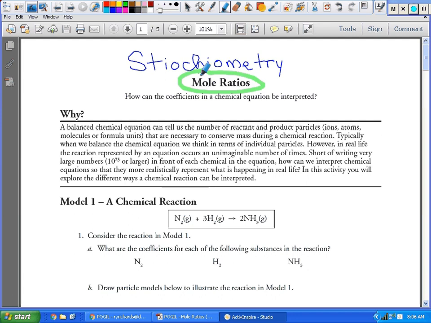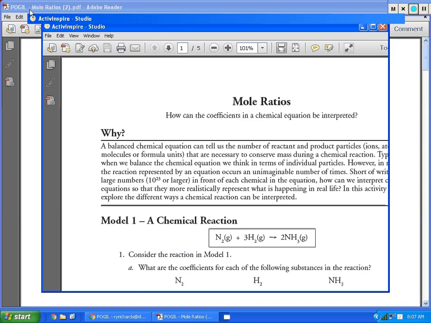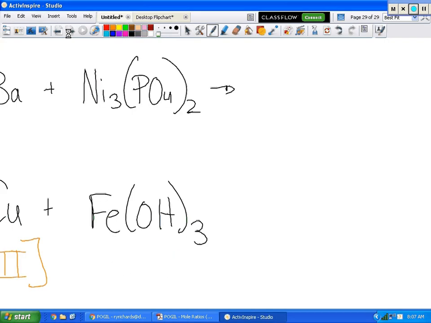I'm going to give you something very important. Mole ratios. I'm going to come off this page because it's super slow already. So, mole ratios.